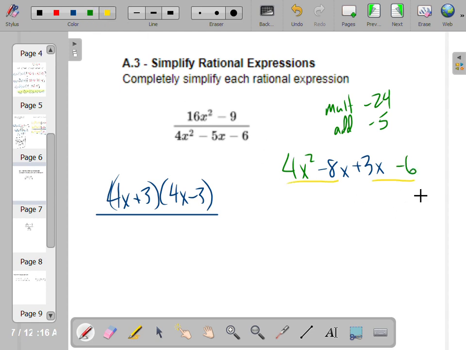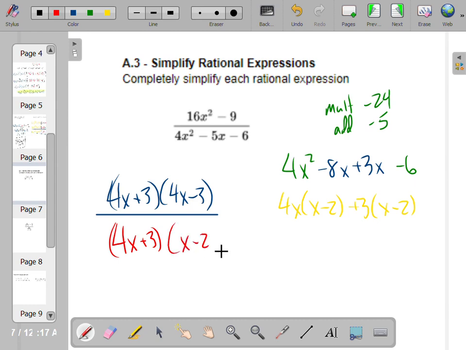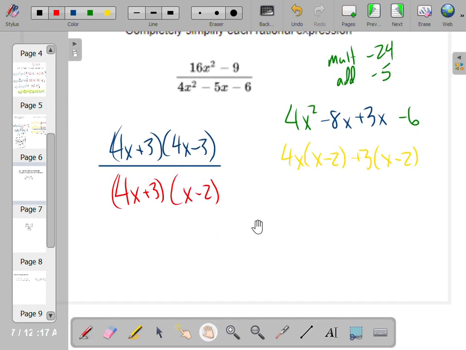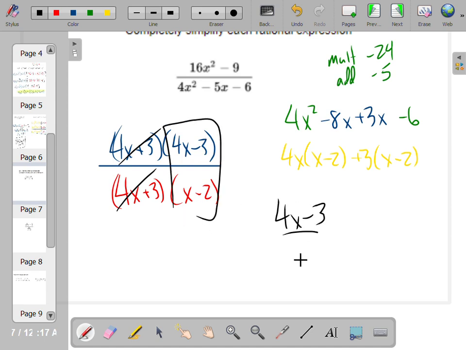So the GCF of each half. The GCF of these two terms is 4x, and I'm left with x minus 2. The GCF of these two terms is 3, and I'm left with x minus 2. And then my factors are 4x plus 3 and the other factor is x minus 2. So if anything goes away, great. It looks like that'll go away, and that's my answer. So 4x minus 3 over x minus 2 is your answer.